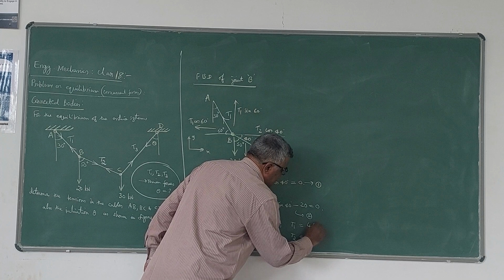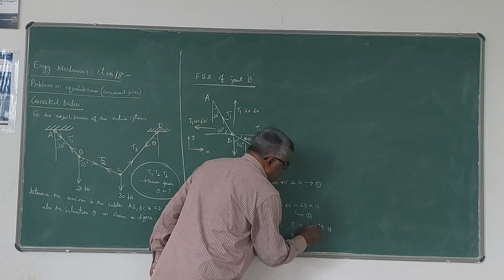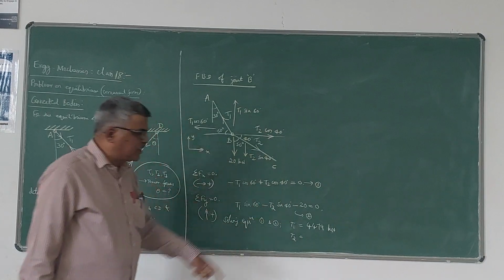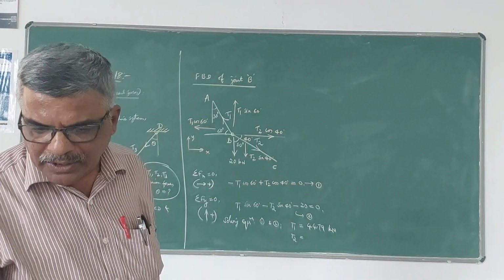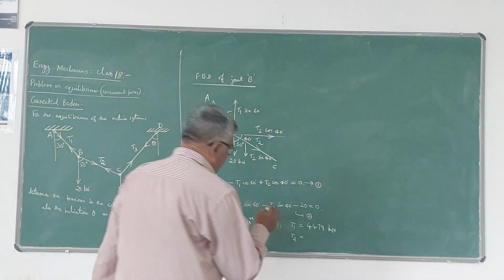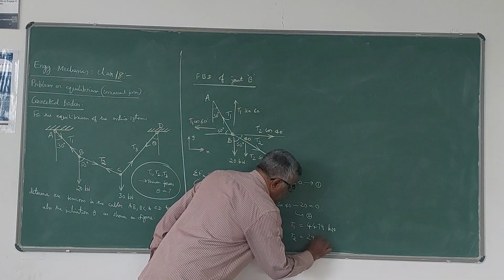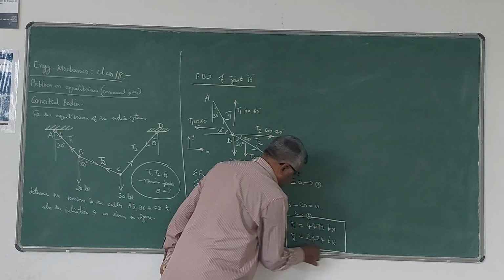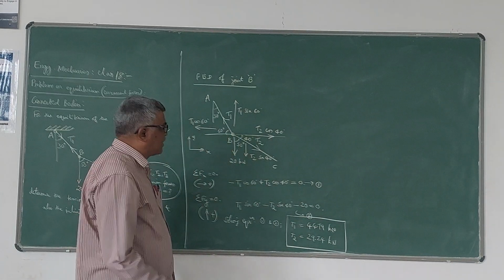44.79, please check that. It is in kilonewton, because the weight is given in kilonewton, same means we are going to get the tension force in kilonewton, and the T2 value is 29.24. So if you know how to write the equation, then solve the equation using the calculator. You will get the two values T1 and T2.